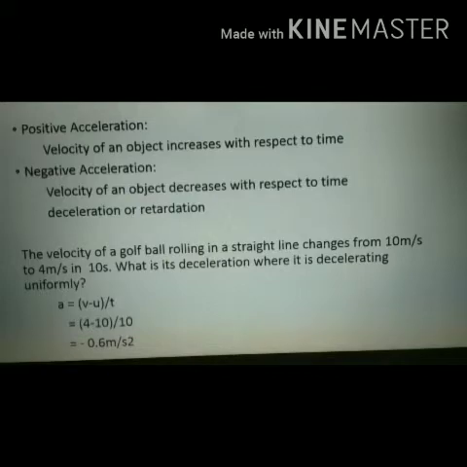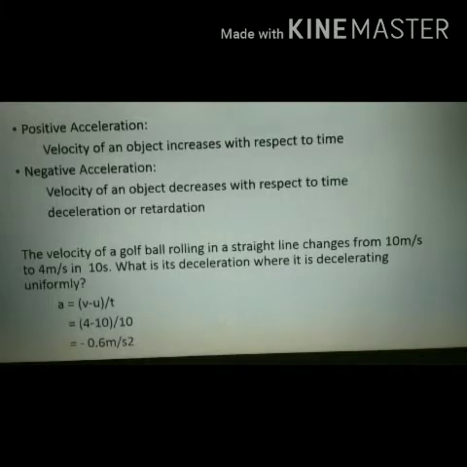Now, you can take your rough notebook to do a sum based upon acceleration. I will read the question. The velocity of a golf ball rolling in a straight line changes from 10 meter per second to 4 meter per second in 10 seconds. What is its deceleration? Where it is decelerating uniformly. I will repeat the question. The velocity of a golf ball rolling in a straight line changes from 10 meter per second to 4 meter per second in 10 seconds.